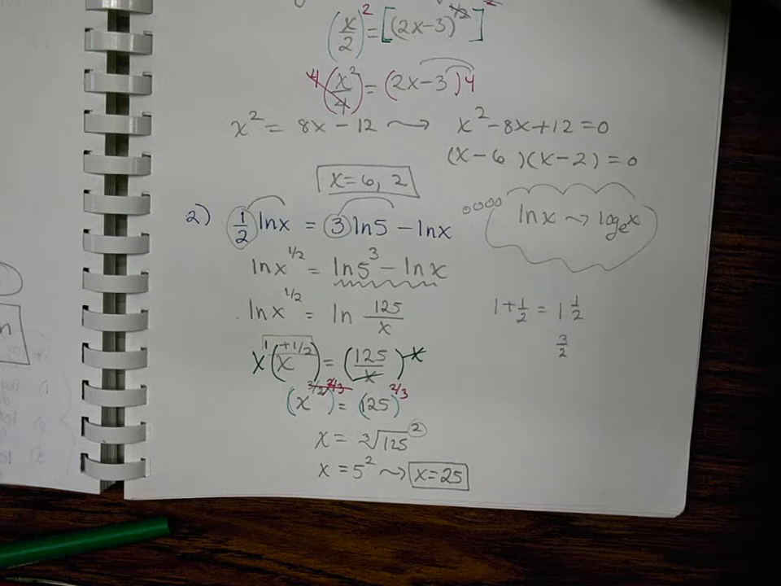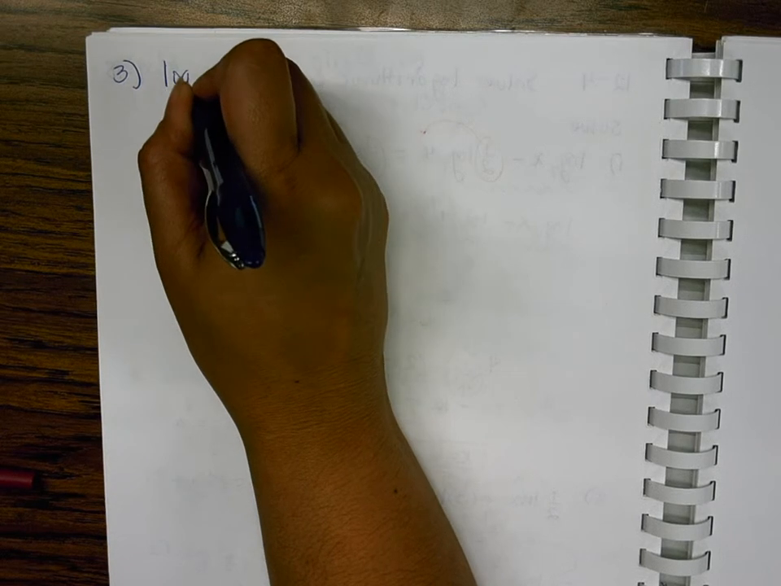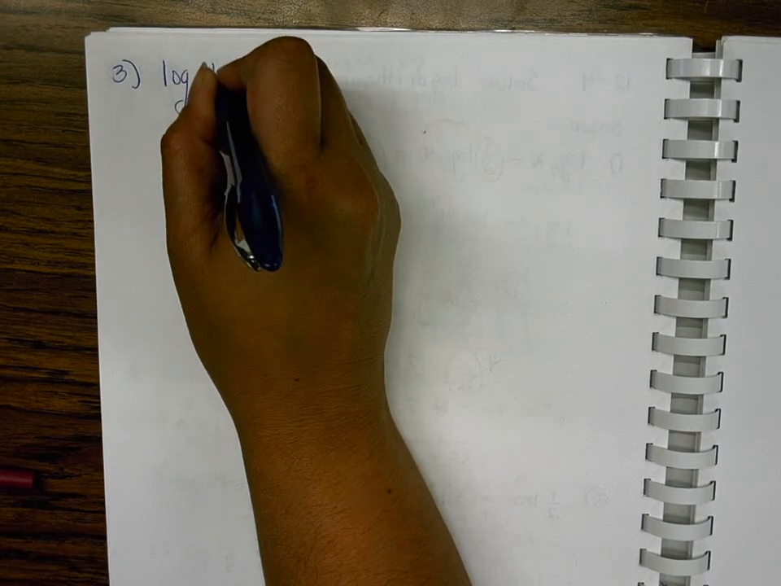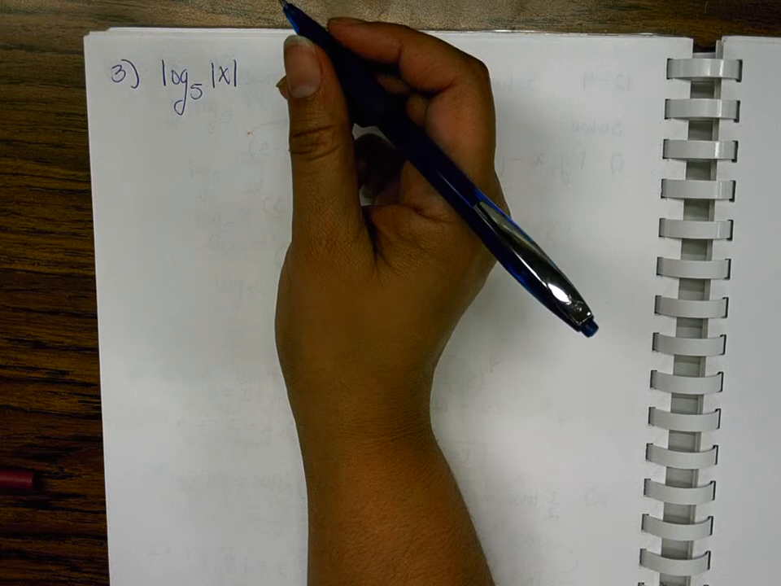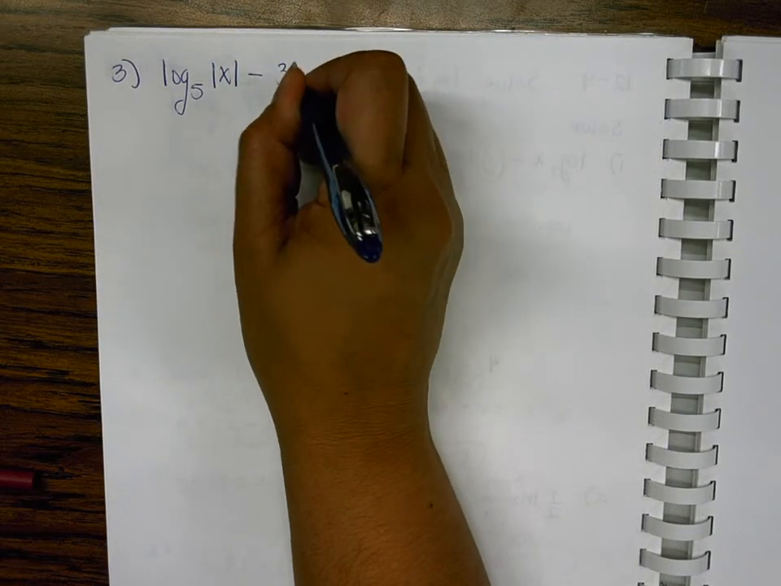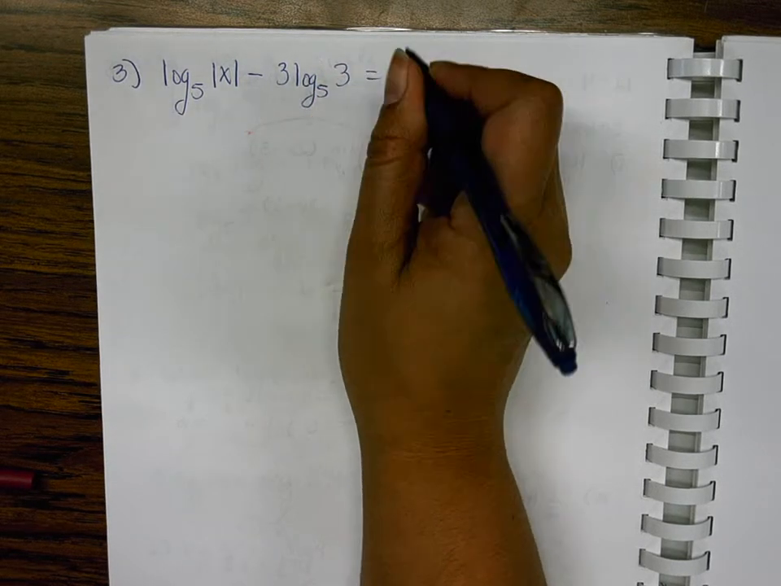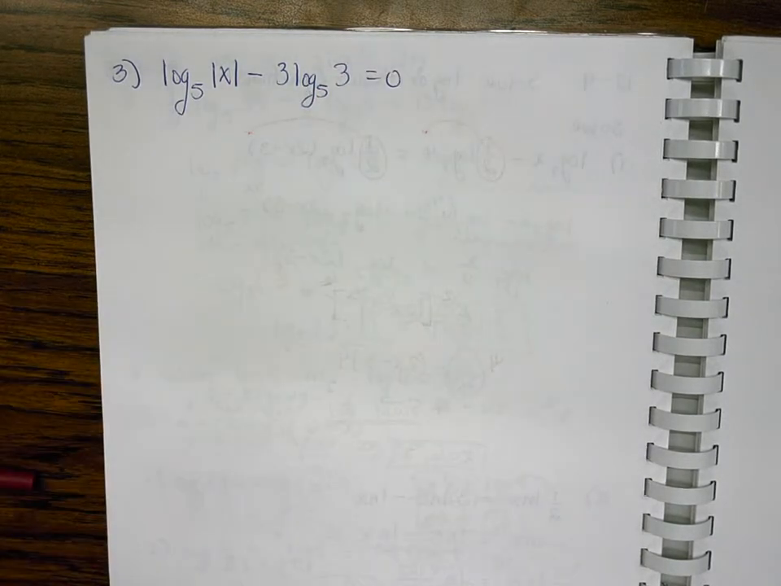Okay, I'm going to move on to number 3. Log base 5 of the absolute value of x minus 3 log base 5 of 3 equals 0.